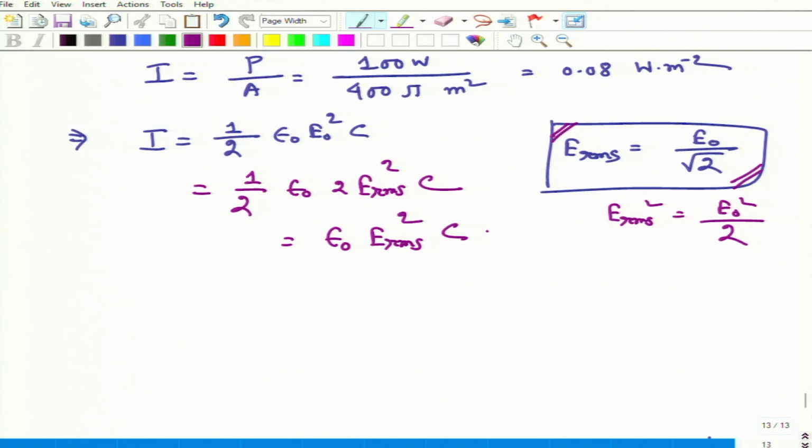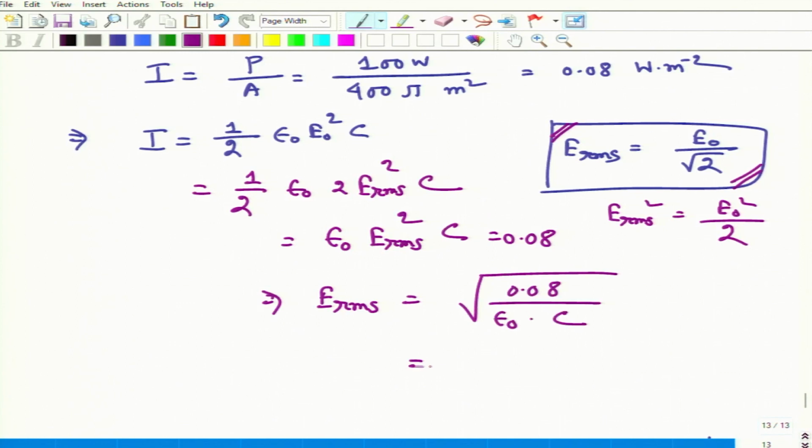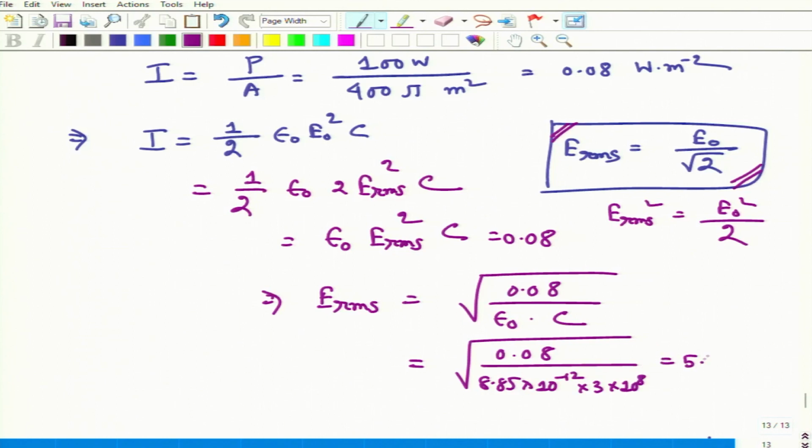So this is the intensity, which is 0.08. So now ERMS square should be 0.08 divided by epsilon naught times C. So it is 0.08. What is epsilon naught? Epsilon naught is 8.85 into 10 to the power minus 12, and C is 3 into 10 to the power 8. So if we do it, it will be 5.5 volt per meter. Okay, so this is the value of our ERMS. This is very important question. Very important. Based on this formula.